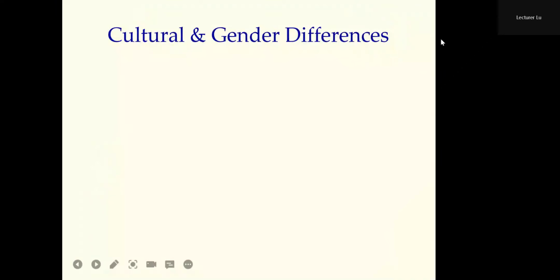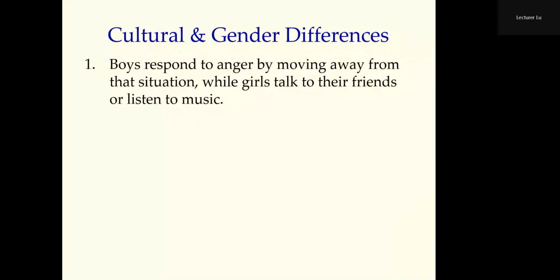So there is a lot of research about culture and gender differences in how people react when we are in anger. It's very interesting. Like there's a research result that boys respond to anger by moving away from the situation, while girls talk to their friends or listen to music. And it's important to know that, like other culture or gender differences, it doesn't mean that all the boys or all the girls react the same way when we are in anger or other things.